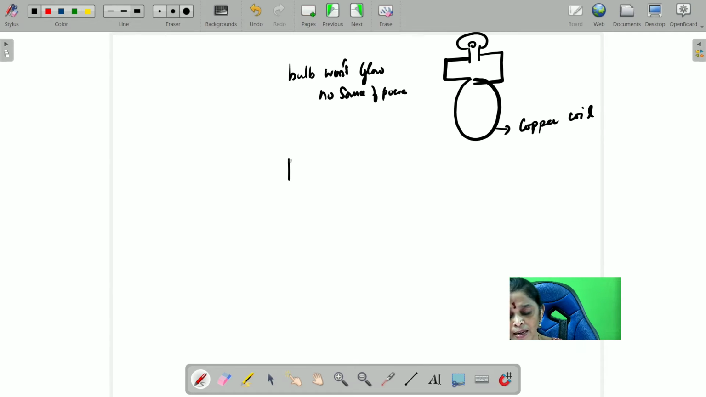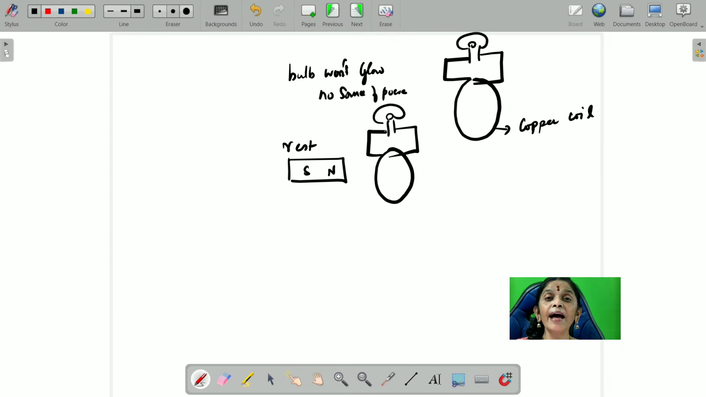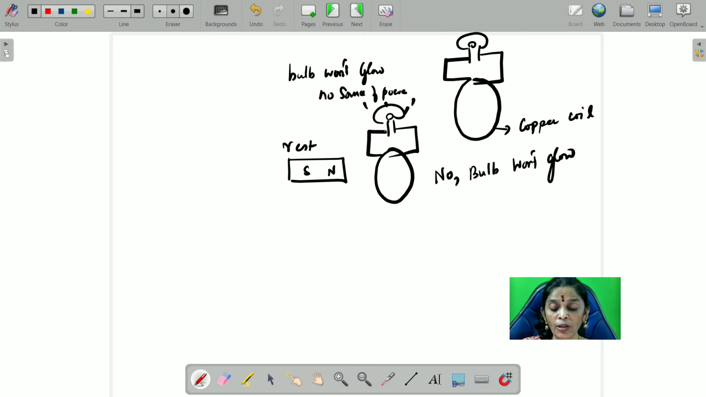Now, a magnet, I am placing it. When I place the magnet, again I am testing it. Does the bulb glow? The magnet is at rest. Now you tell me, when the magnet is at rest, will the bulb glow? No, the bulb won't glow. Why is the bulb not glowing? Again the same reason: no source of power.